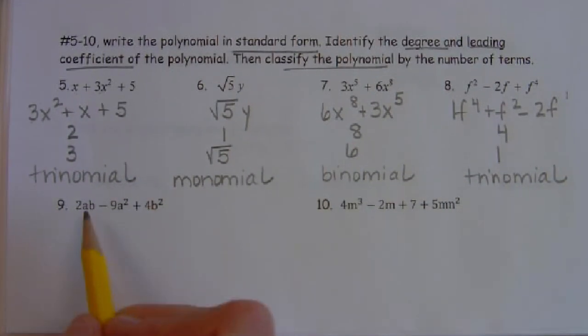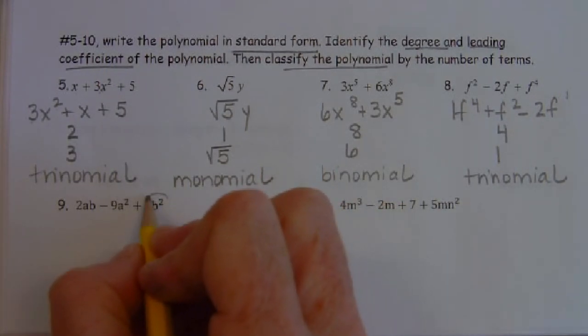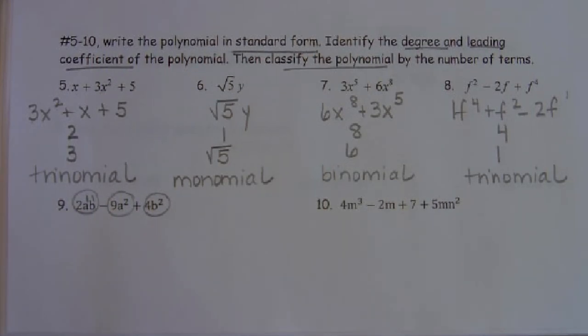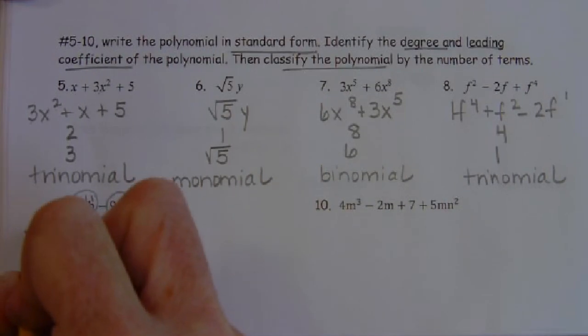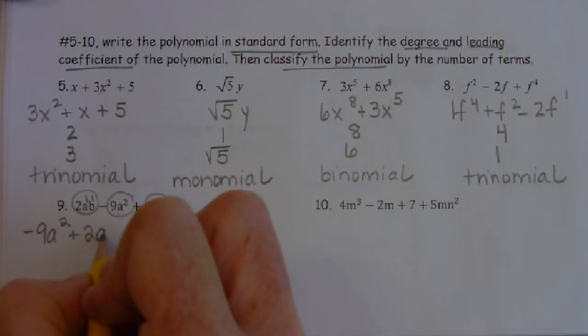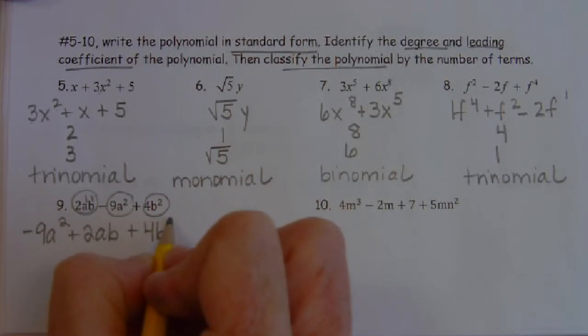On my next example, if you will notice, this has a power of 2, this has a power of 2, and this actually also has a power of 2. If you have more than one of the same powers as your degree, you may put them in any order. A lot of times you will see them written alphabetically. So I'm going to start with my negative 9a squared. Then I'm going to go plus 2ab plus 4b squared.